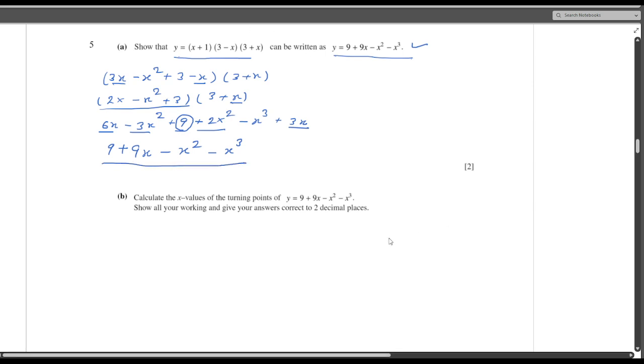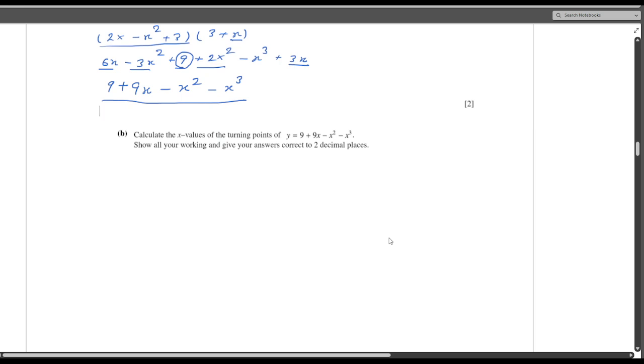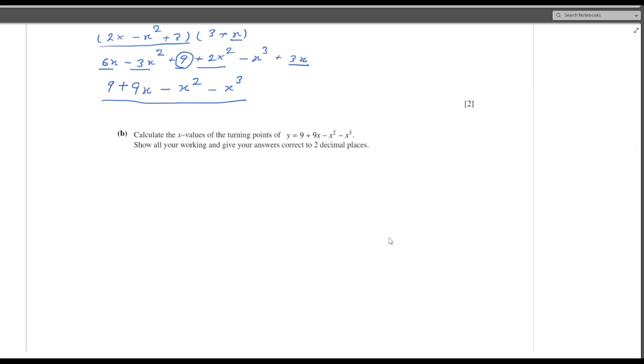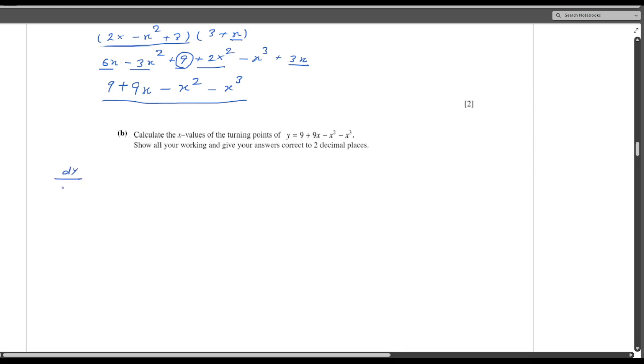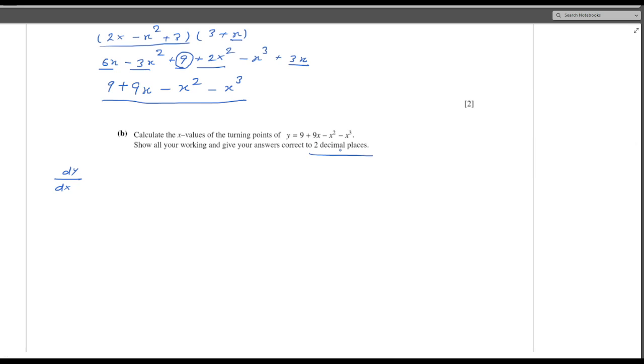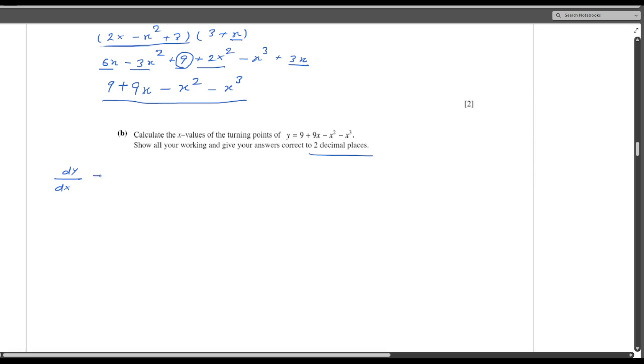Perfect. Now let us come to part B. Calculate the x value of the turning point. For the turning point, we say dy by dx. This time they are saying that it should be correct to 2 decimal places. Initially they had not asked for decimals, so I kept them in fraction form. Now they want the answer in decimal form. So I differentiate it. dy by dx will be 9 minus 2x minus 3x square.